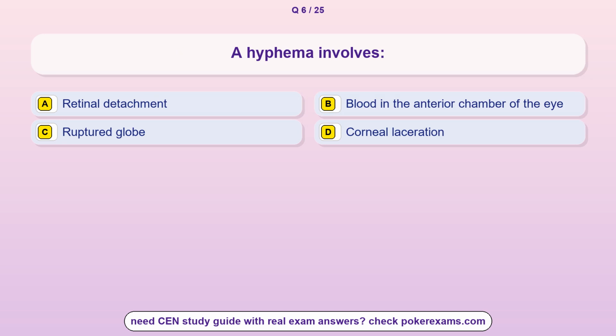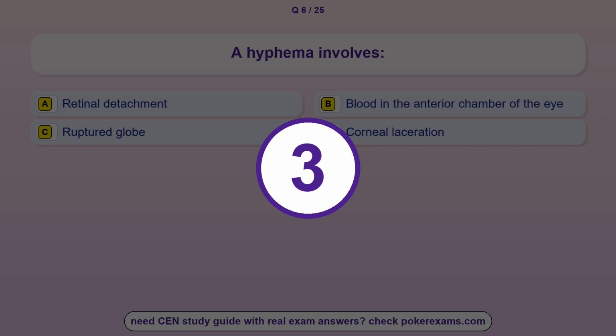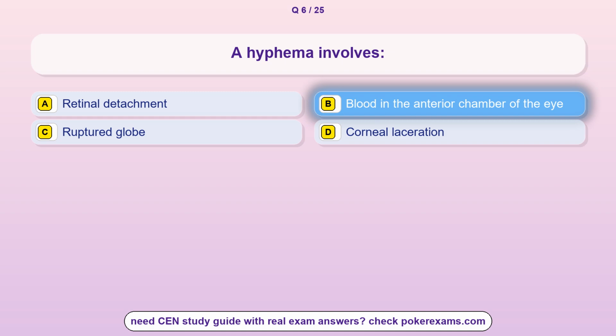Question 6. A hyphema involves: Option A, retinal detachment. Option B, blood in the anterior chamber of the eye. Option C, ruptured globe. Option D, corneal laceration. The correct answer is option B, blood in the anterior chamber of the eye.